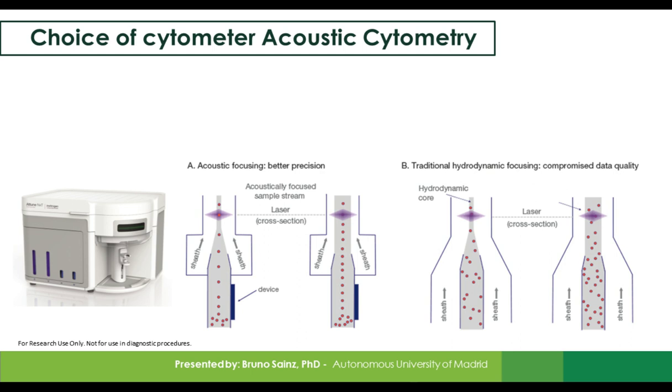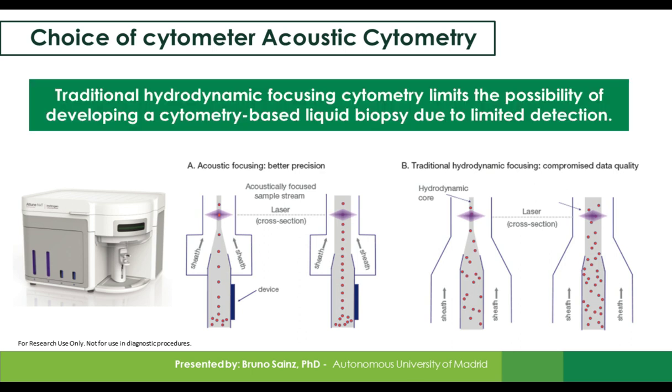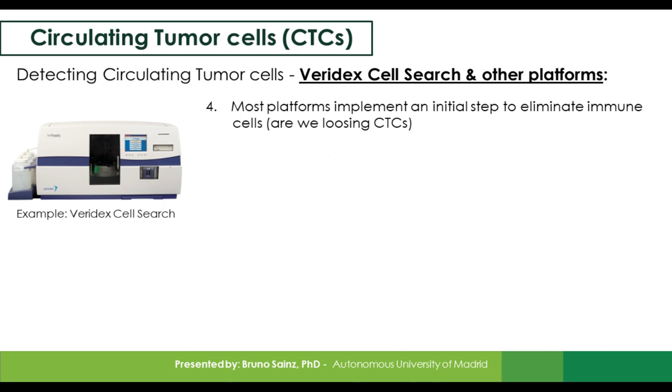So to improve upon this, we have moved to acoustic focusing based cytometry using the Thermo Fisher Scientific Attune NXT cytometer that uses an acoustically focused sample stream to align cells for better precision and increased detection of very rare events, which is the type of cell population that we are looking for.